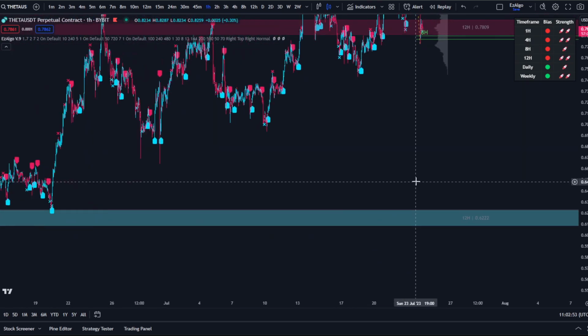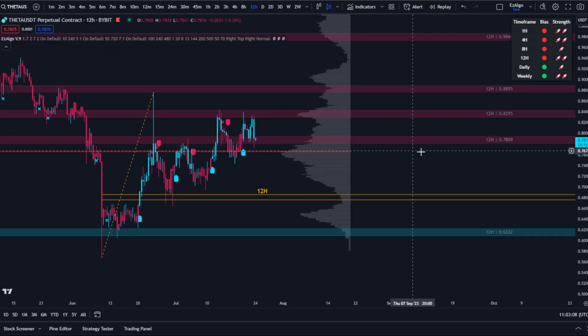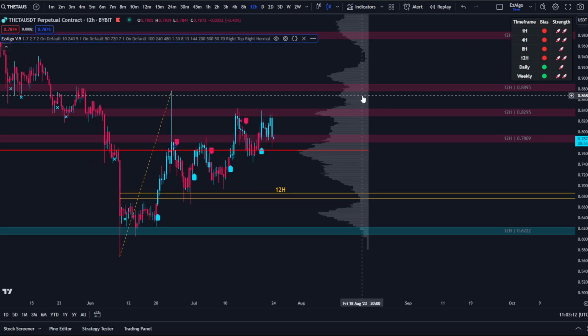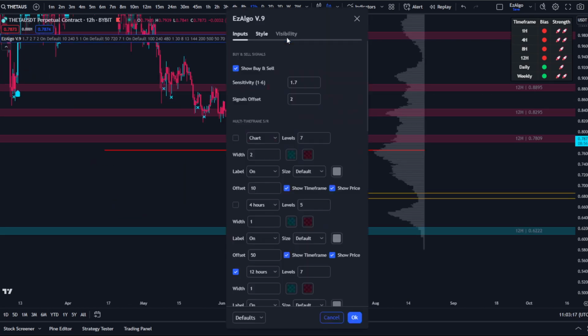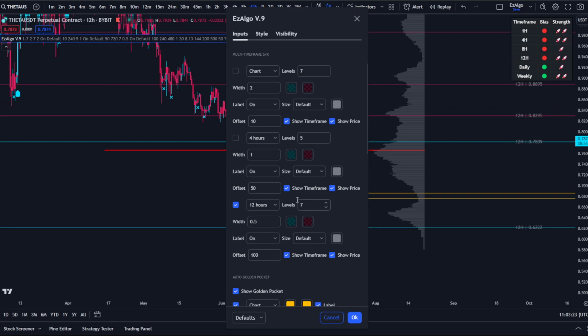Now, this is a good thing because when you're using higher time frame zones, you don't want the zone to be smaller than this. If the zone were to be smaller than the one on the 12-hour time frame on a lower time frame, then that would not be an accurate higher time frame zone. So there was some confusion there, but I think it's pretty self-explanatory. You could also turn down the width if you wanted to, like 0.5 or something.